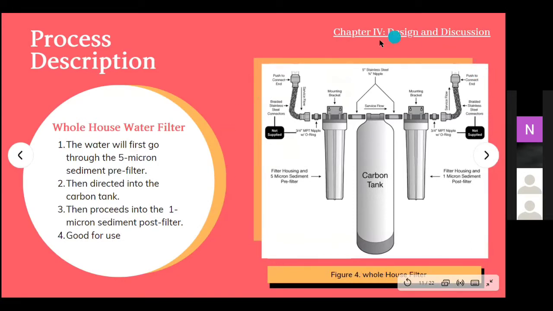Then the water will be directed into the carbon tank where the water's fresh taste should be restored. The filter basically removes contaminants through absorption, where typically chlorine and chloramine compounds would stick to the carbon filter. And then the water would proceed into the 1-micron sediment post-filter, where just like the previous pre-filter, the water would go through reverse osmosis and mechanical filtration to further remove smaller particles.